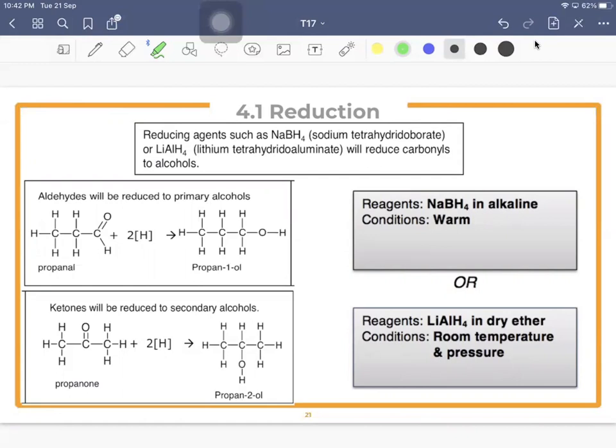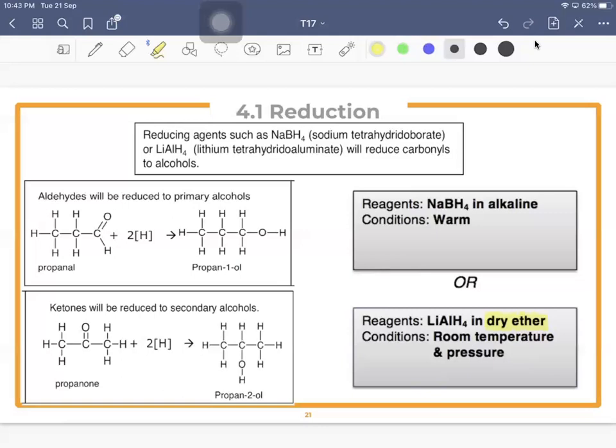Okay. The second reducing agent you can use is lithium aluminium hydride. Now, lithium aluminium hydride is a more powerful reducing agent. You cannot dissolve it in water. It has to be in dry ether. An ether is like an organic solvent. Don't worry about the word dry ether, because you don't want it to be in contact with water, otherwise there will be a different reaction. It wouldn't be a reduction reaction.